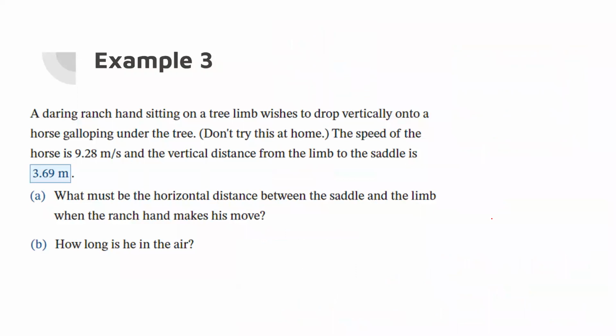And so this problem is also, I think we worked on it this past semester, but it says that a daring ranch hand sitting on a tree limb wishes to drop vertically onto a horse galloping under a tree. And the speed of the horse is 9.28 meters per second. And so it asks, what is the horizontal distance between the saddle and the limb when the ranch hand makes his move? And so I'm going to draw a picture.